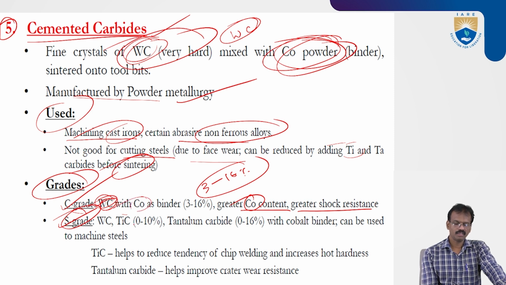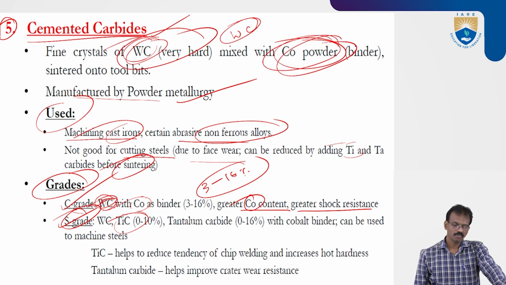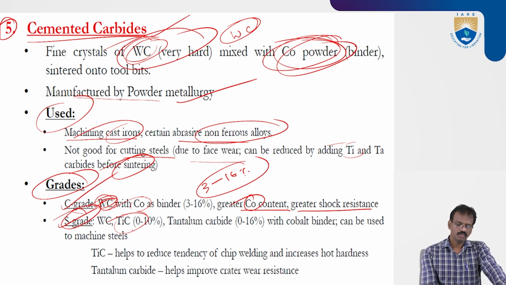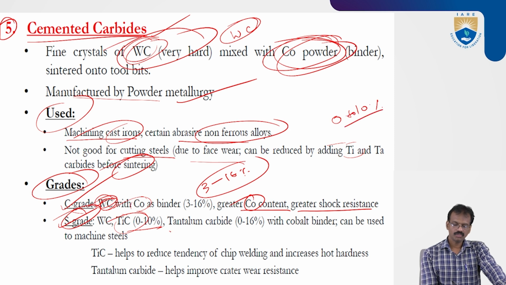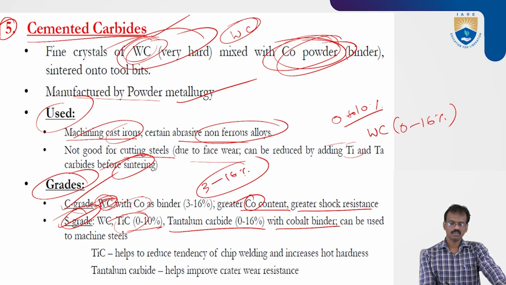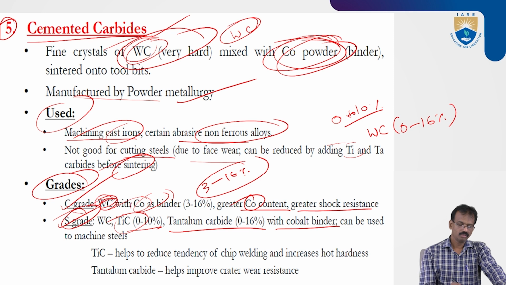In the S grade, instead of the cobalt, titanium carbide powder is used. The ratio of the titanium carbide is in the range of 0 to 10 percent. Next to tungsten carbide, WC, the ratio is 0 to 16 percent. Cobalt is used as a binder for the sintering process. So these are the grades.